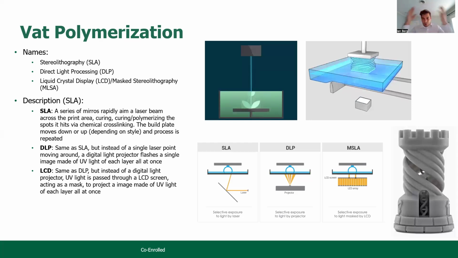The other overall parent version of this is DLP and LCD. Instead of having a singular laser point and drawing it out, it actually flashes an entire cross-sectional photo of whatever you're trying to make, akin to a projector on a screen. So instead of having one point, it projects an entire cross-section of one layer. All the area the light hits polymerizes, and then again, it moves in the Z direction and creates another layer.